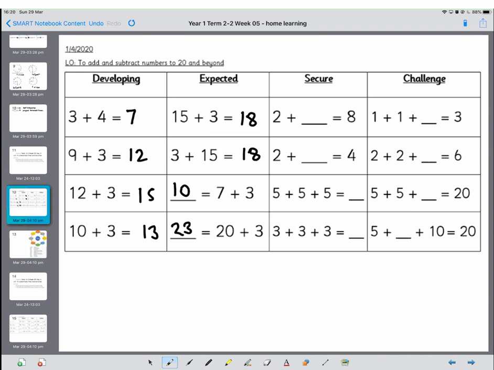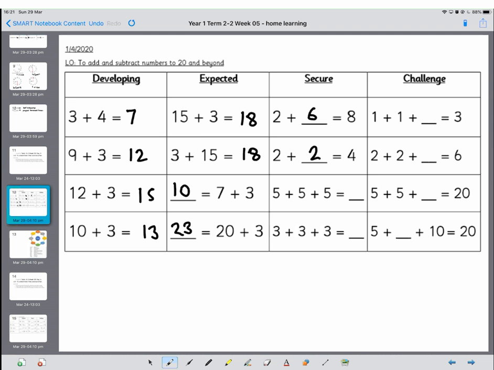2 plus something equals 8. The easiest way to do this is on a ruler, so start at 2 and count on until you reach 8, or you could do it on your fingers. So we start with 2, 3 is 1, 4 is 2, 5 is 3, 6 is 4, 7 is 5, and 8 is 6. So it's 2 plus 6. Again, counting on or using number beads, 2 plus 2 equals 4.